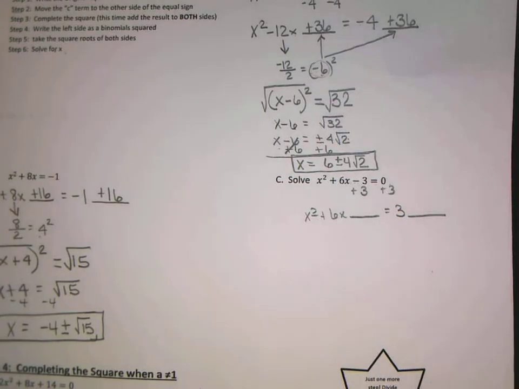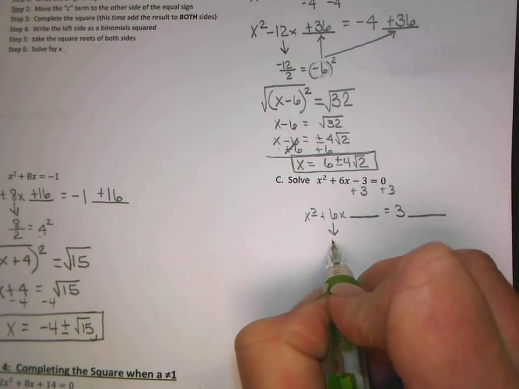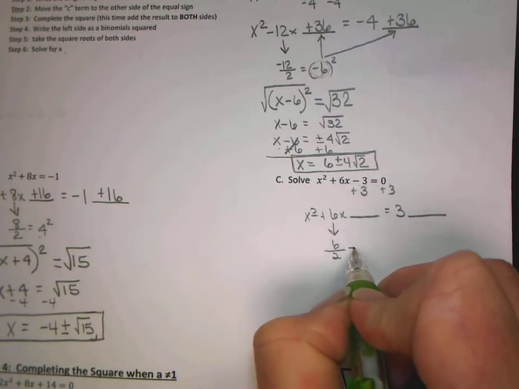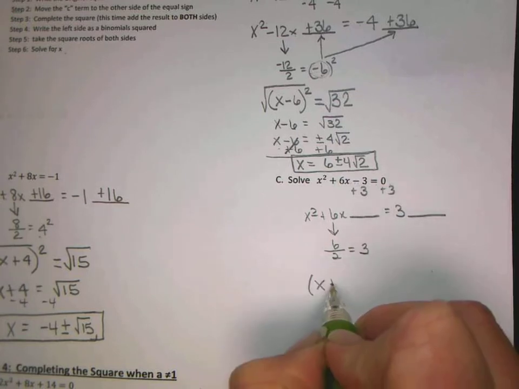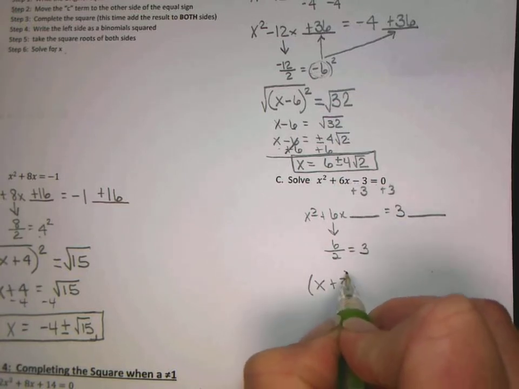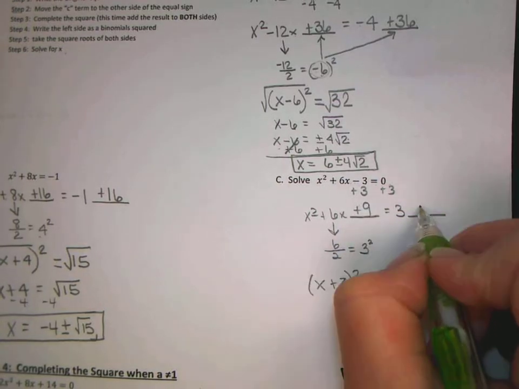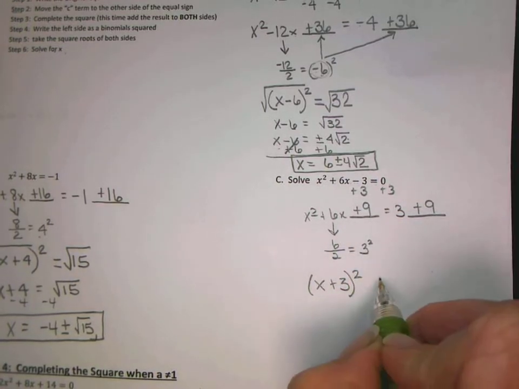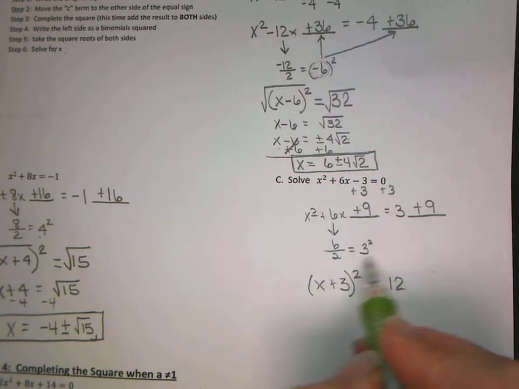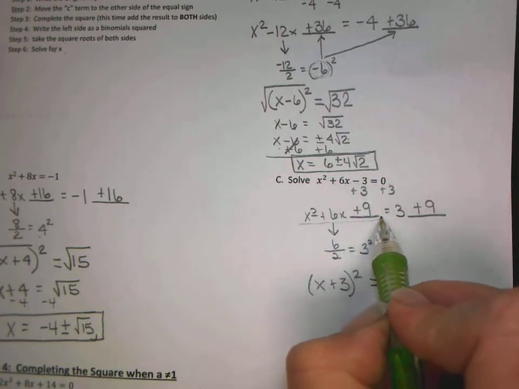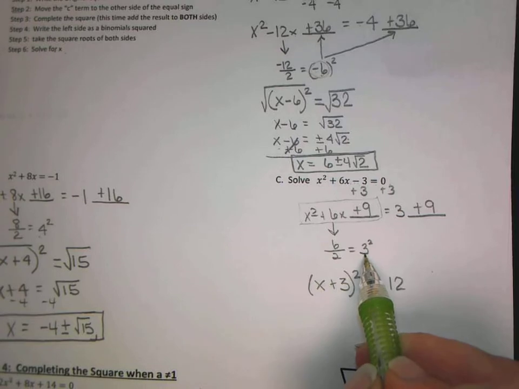All right, now I'm going to bring down my b. I'm going to divide it by 2, which gives me 3. I know this is going to factor to x plus 3 squared, that's what should happen. Square it. Plus 9 here and plus 9 here, so it's going to give me equals 12. By doing all of this, I've just made a perfect square trinomial, and luckily they've helped you out knowing that that's what's going to be when you factor it.